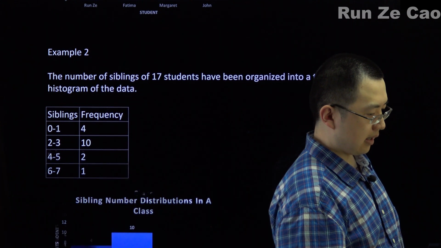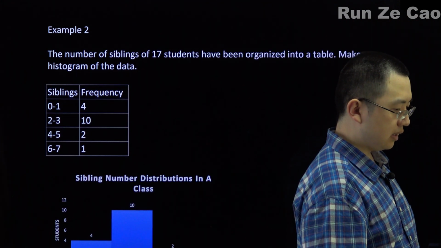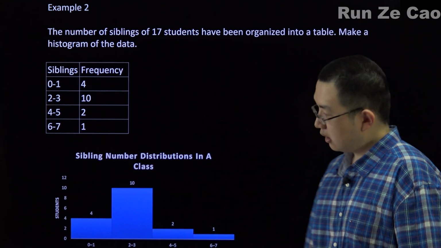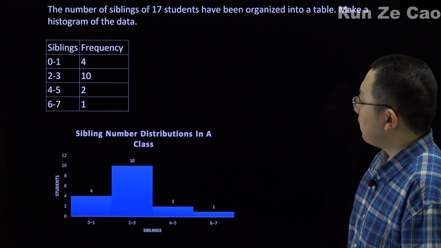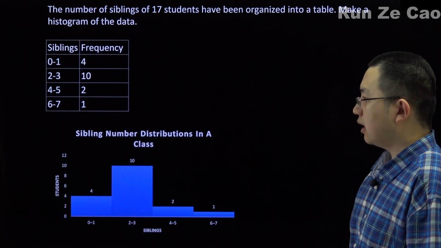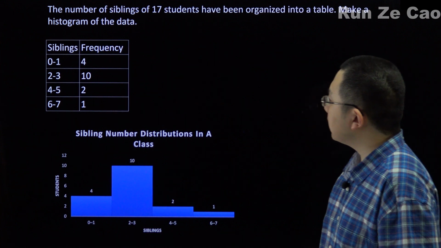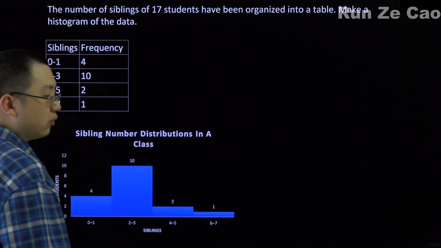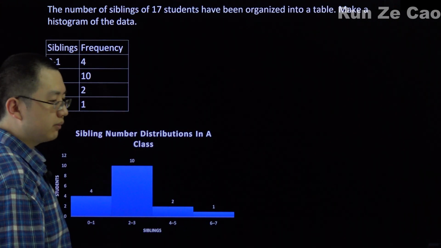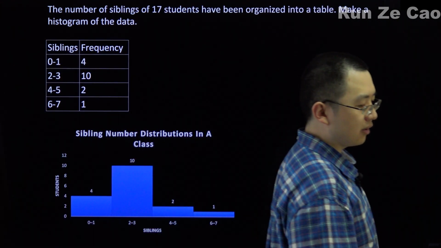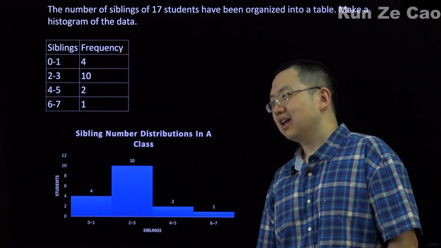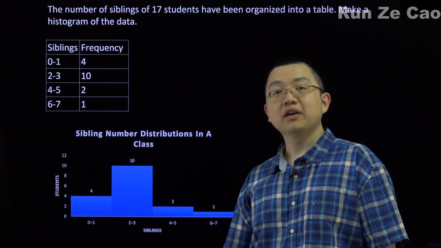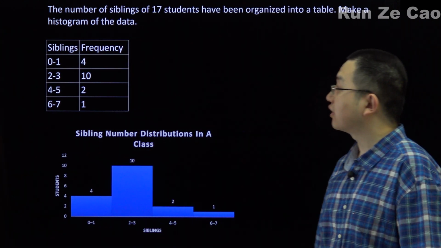All right, so let's say we have 17 students whose number of siblings have been organized into a table. And we want to make a histogram of this. If these had been, say, siblings 0, siblings 1, and so on, you can still argue that that would still be good for a histogram. Because 0 siblings is adjacent to 1 sibling, if we assume that you can't have half a sibling.